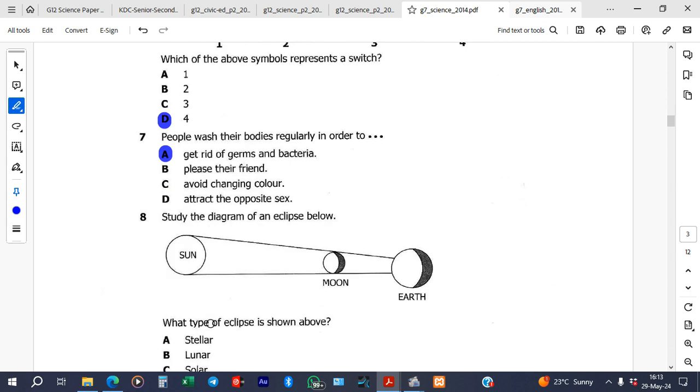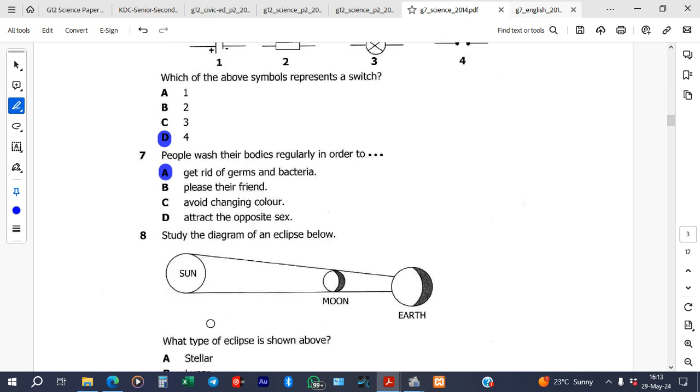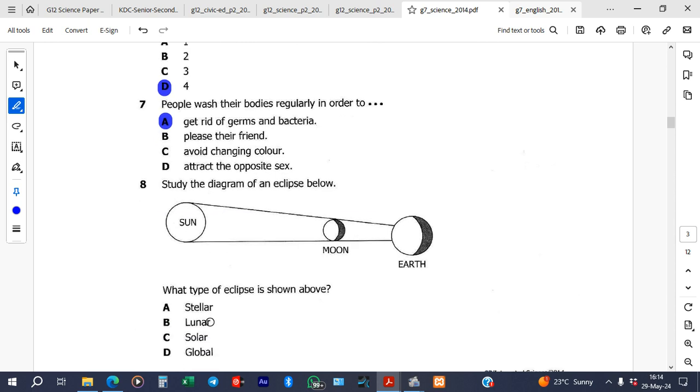Question 8. Study the diagram of an eclipse below. What type of eclipse is shown above? So this is a lunar eclipse. What is a lunar eclipse? A lunar eclipse happens when the moon obstructs the sun from reaching the earth. That is a lunar eclipse. So your correct answer here is B.